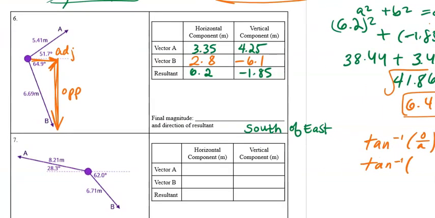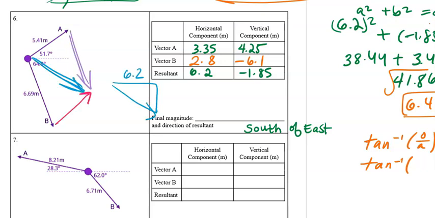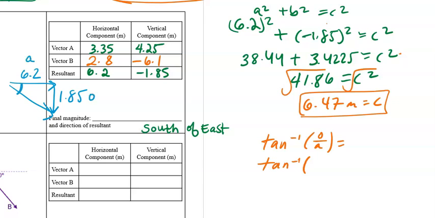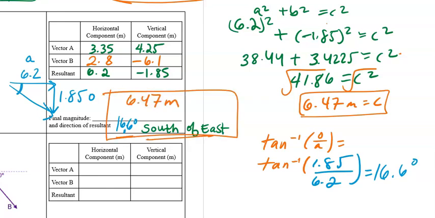Now to get my angle, inverse tangent, I'm going to draw my resultant again. Okay, so my opposite's 1.85, my adjacent 6.2. So that way I know which angle I'm looking at. So 16.6 south of east.